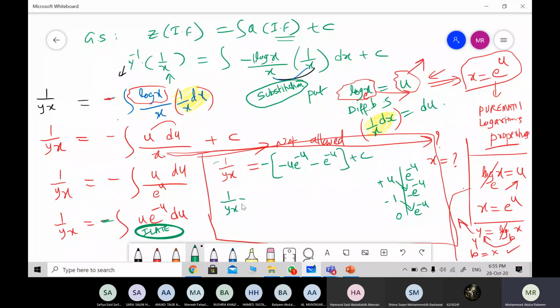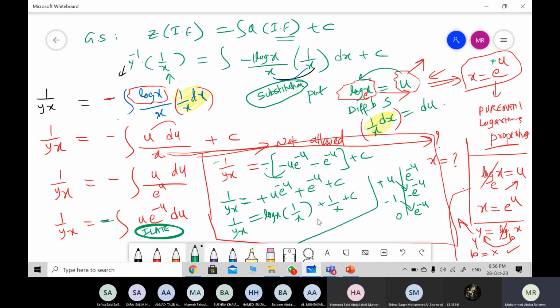So we get 1 over yx equals minus u e power minus u minus e power minus u plus c. But you know we need to write what is u. What is u? Log x. Thank you. What is e power minus u? 1 over x. Here plus, here minus. Minus log x over x, and minus 1 over x. This is also 1 over x. Plus c. This is the answer.